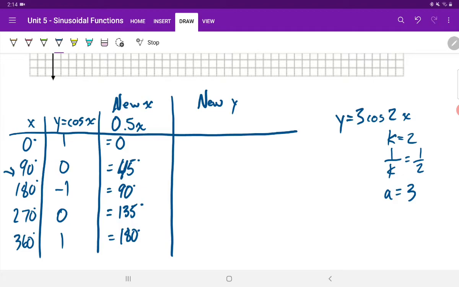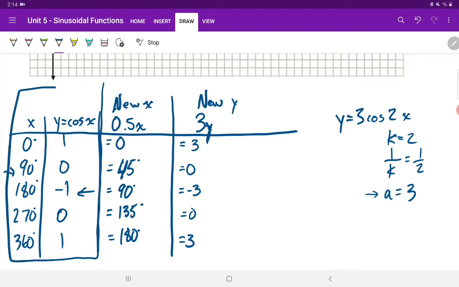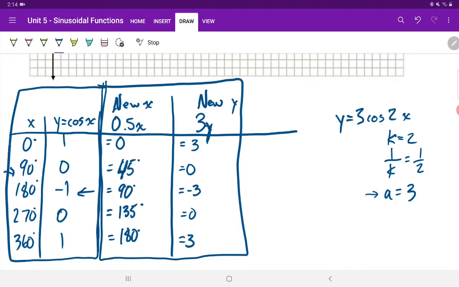Okay? My new y's, I now take my a and I multiply it by all my y values. It's getting vertically stretched by a factor of 3. That means my y values, so 3 times y is what I want to do. Multiply all my y's by 3. Okay? I'm going to plot my original function, my base function, and I'm going to plot my new function.